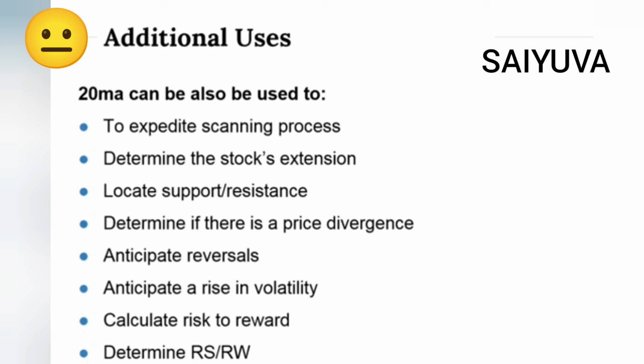As I said, the correct entry is almost always near the 20 MA. However, we don't enter because price is near the 20, we have to have a tradable pattern. So we look for a tradable pattern in the right location, in the right spot. And where's the right location? At or near the 20. So again, we don't enter because price is near the 20. We must have a tradable pattern there, and then we can enter.